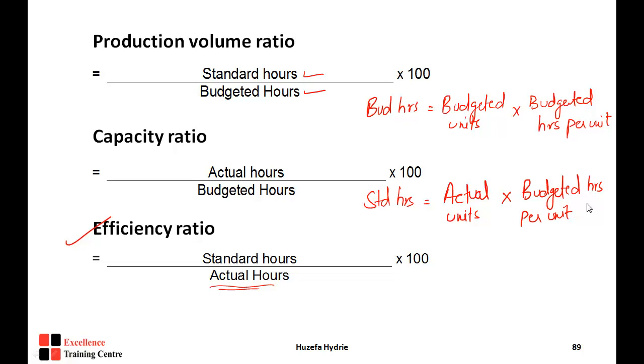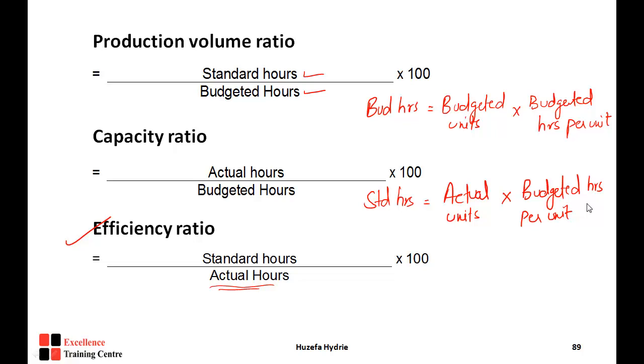So whenever we are calculating the standard hours, the formula is actual units multiplied by budgeted hours per unit. So what you are basically calculating over here is that my budget for one unit was 2 hours per unit. So if I am producing 1,100 units, it should have taken. So whenever you use this word, it should have taken, it turns into an expectation.